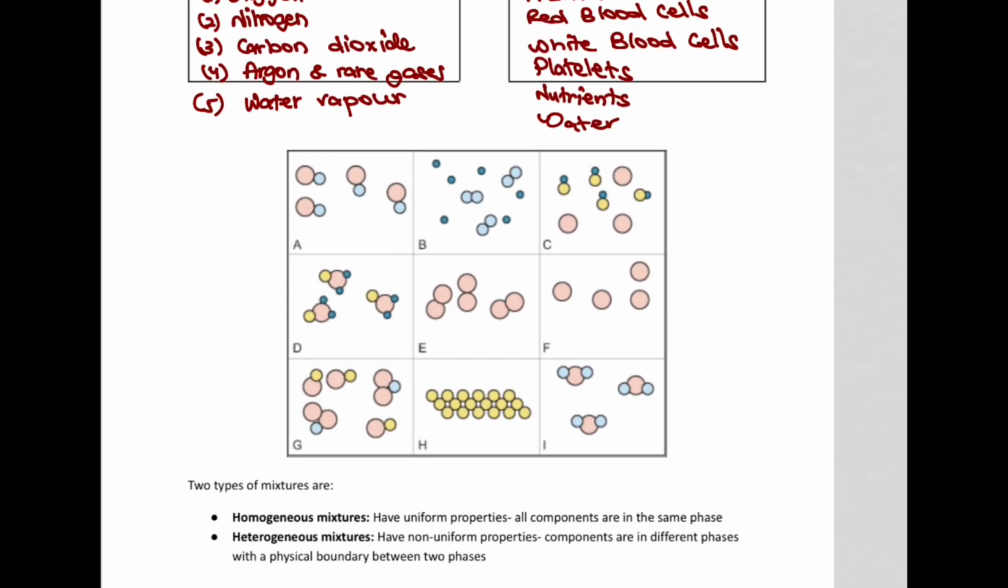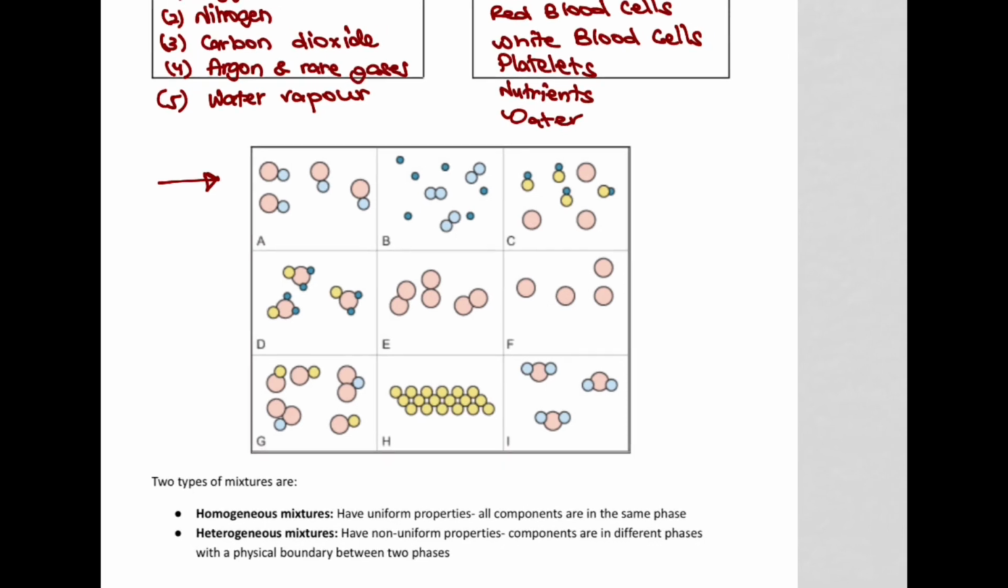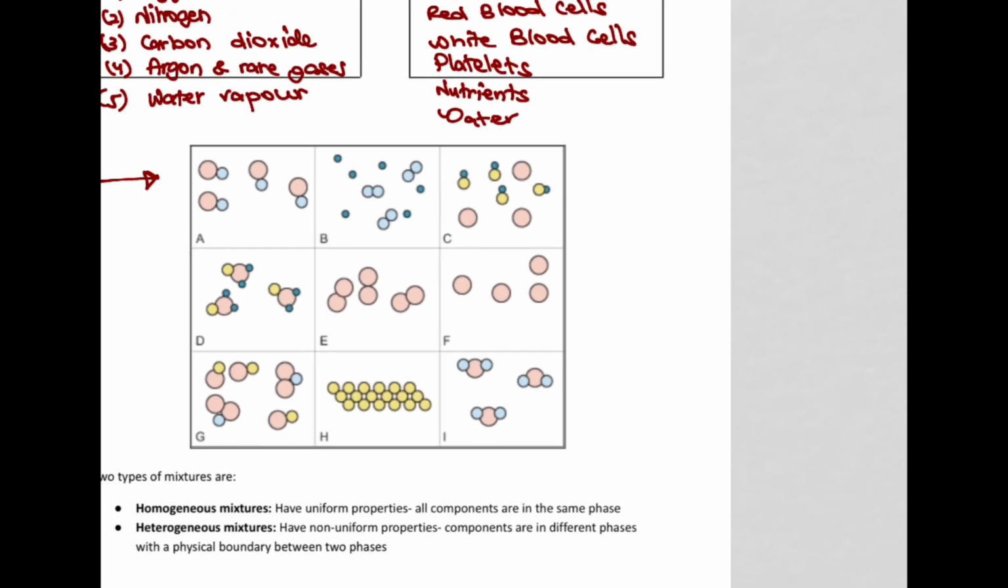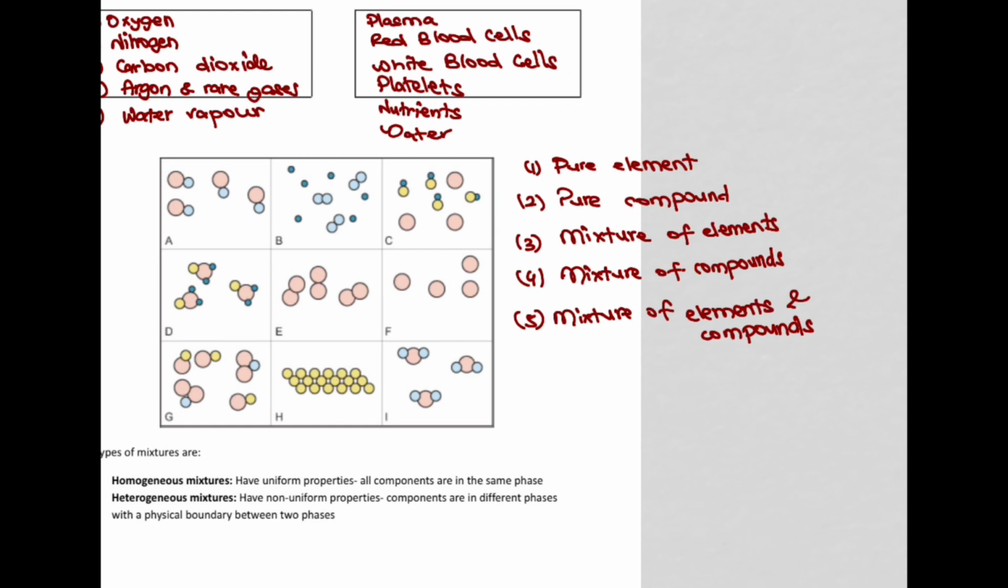You will see this diagram that I gave you in the first lesson. Try to do this exercise again and see if you still have the same issues. What I'm looking for is to find which of these are pure elements, pure compounds, mixtures of elements, mixtures of compounds, or mixtures of elements and compounds. Pause the video, do the exercise, and then check your answer.